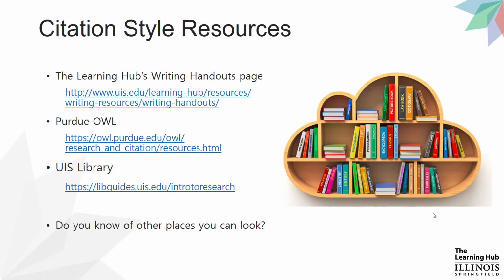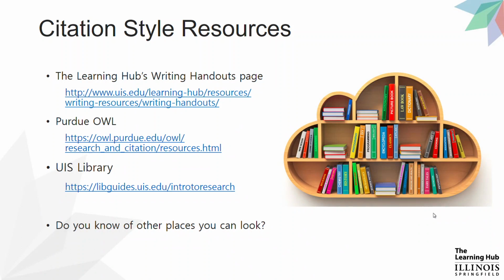Of course, I'd be remiss if I didn't mention the Purdue OWL, which is considered pretty much the industry standard, best place to go for information and help with citation. So this site here is very useful for both MLA and APA. And then even our UIS library has an intro to research guide, which is very helpful for getting started in the research process. And as part of these materials, they also provide some citation help as well.